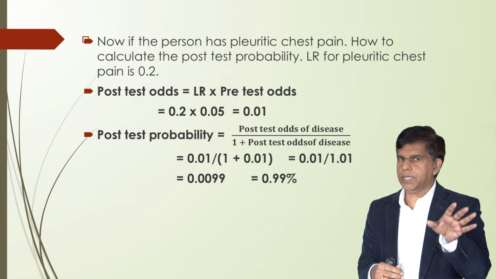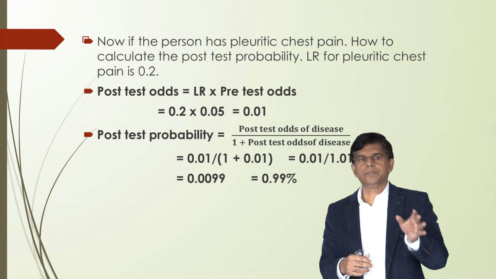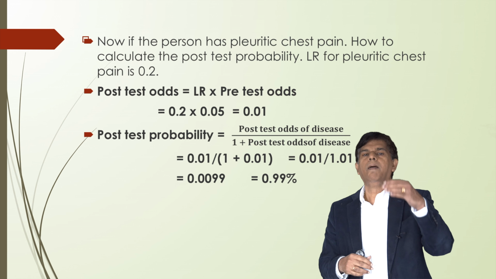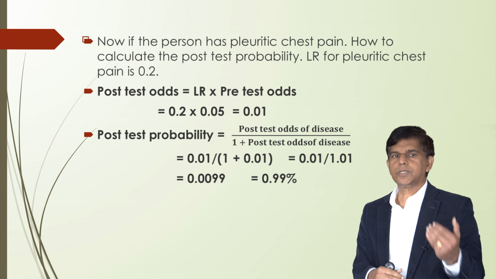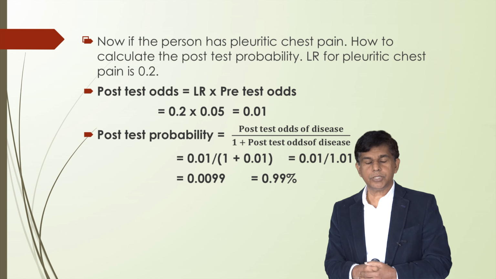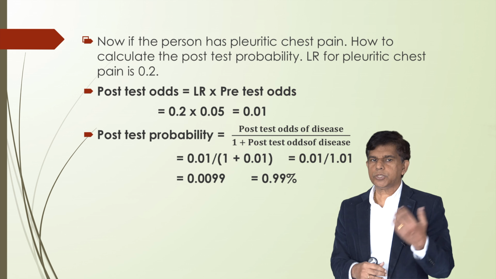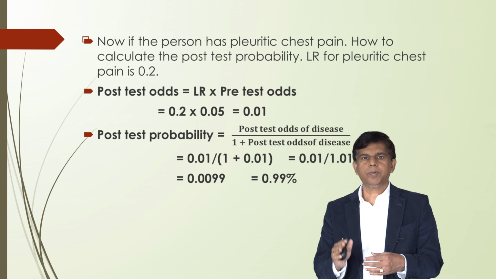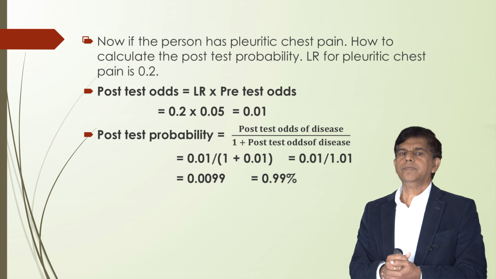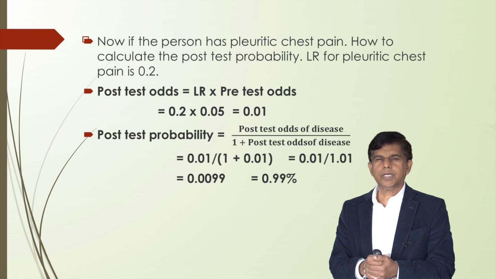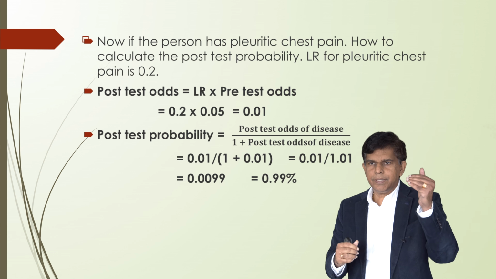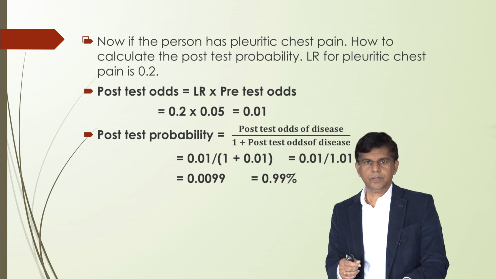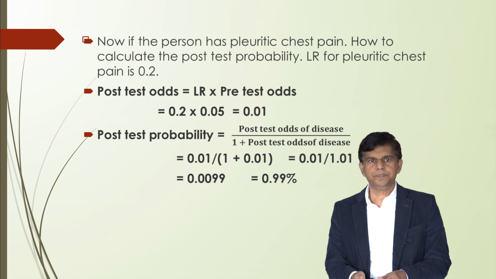Again, remember the two steps you have to do. First you have to convert this to post-test odds. So we take the likelihood ratio, multiply by the pretest odds, you get 0.2 times 0.05, which is equal to 0.01. And then post-test probability is, again, post-test odds of disease divided by 1 plus post-test odds of disease. We get like 0.99% or like 1%. So we decreased our odds from 5% to like 1%, okay, using our negative likelihood ratio, okay?